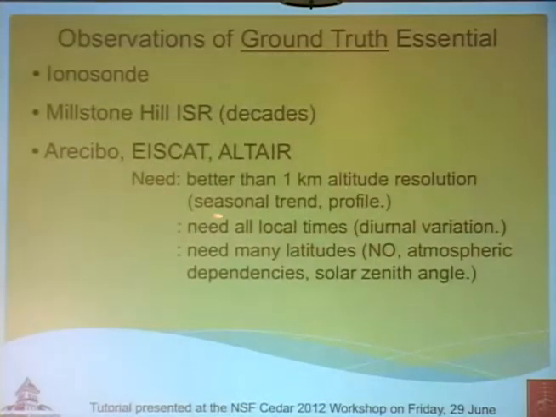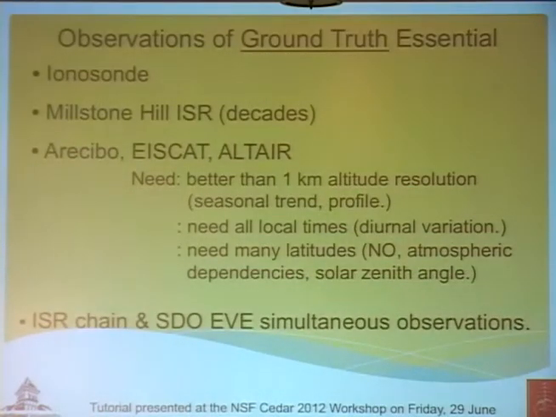What we really need to really tie down these models ourselves is 1 kilometer altitude resolution. We need seasonal trends for the profiles. Need all local times, the diurnal variation, and you'll see in a second why that's important. Need many latitudes, okay? So that this problem of the E region, the models are there, and it's really hard to tease out a limitation. It's perhaps easier to reverse the thing and find really good new data. And the new data that's coming online would be ISR chains, all simultaneously observing the E region. I've got a plot in a second, you'll see.